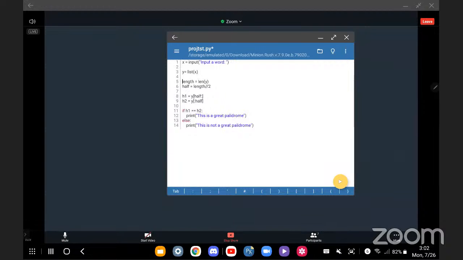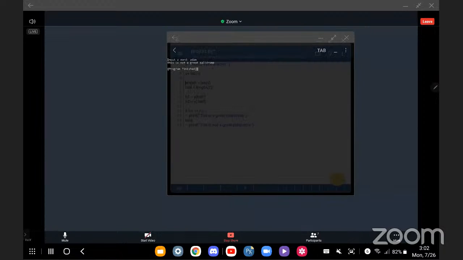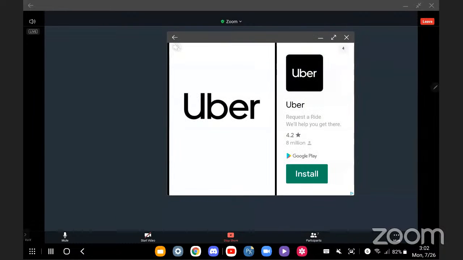So it first takes the input, a word, then it lists the word into characters, all the characters. It checks the length, it splits it in half, then it gets the first half and the second half, and it compares them to check if they're equal. Then if I run it, let's say I put Adam, it's gonna say it's not a palindrome, but if I put, let's say, BADA, it will say it is a palindrome.